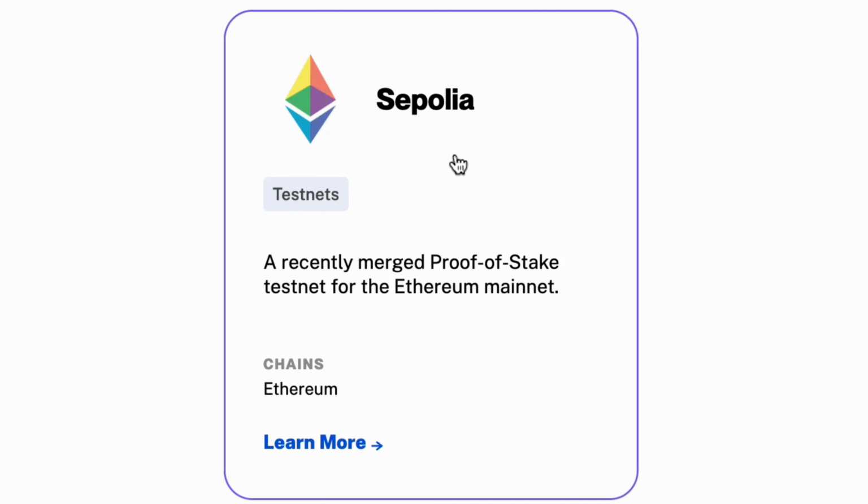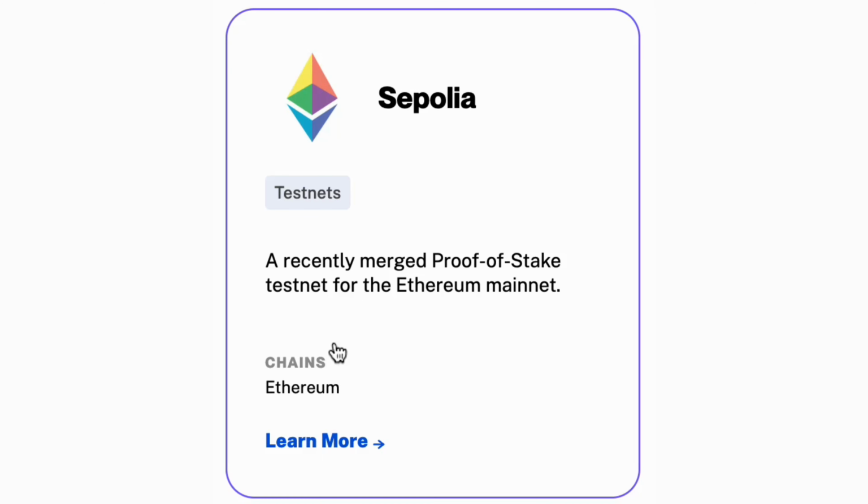After that, we have this Sepolia. Again, it follows the Ethereum chain, and it's a test network, and it follows the proof of stake system. You can make your transactions and do the validation process very easily, and it will take less energy. So now we will move to the next one.